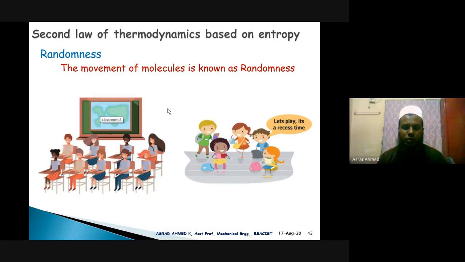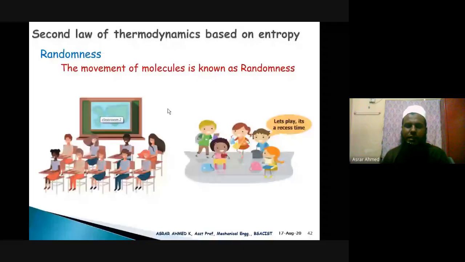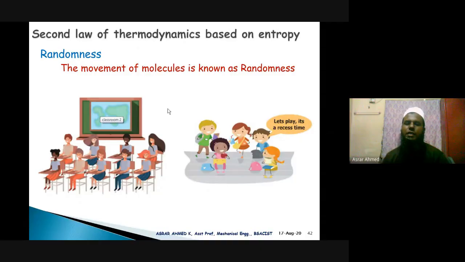So let us take one word: randomness. We have the first image on the left-hand side and the second image on the right-hand side. For the first image, on the left, randomness is very low. For the second image, randomness is very, very high. Now it will be very clear what randomness is.